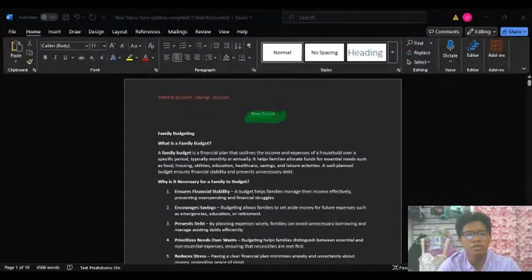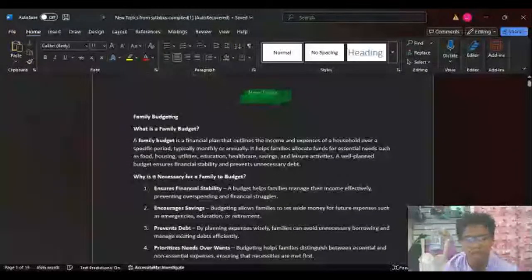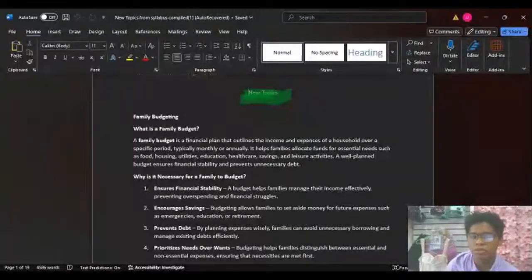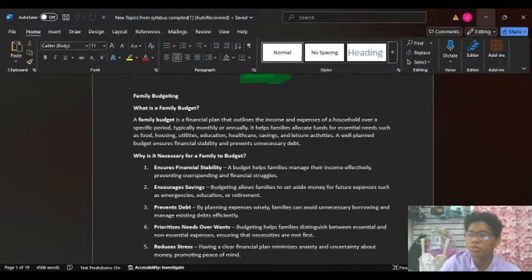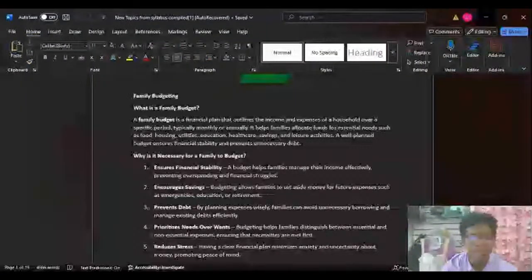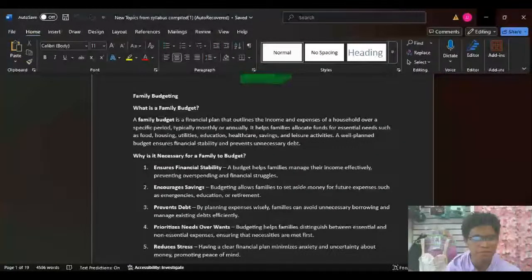So first of all, let's look at a family budget. A family budget is a financial plan that outlines the incomes and expenses of a household over a specific period, typically monthly or annually. It helps families allocate funds for essential needs such as food, housing, utilities, education, healthcare, savings, and leisure activities. So a family budget is what we utilize in order to spend money efficiently and effectively. There are a number of reasons why a family budget is important: it ensures financial stability, encourages savings, prioritizes needs over wants, and reduces stress levels.